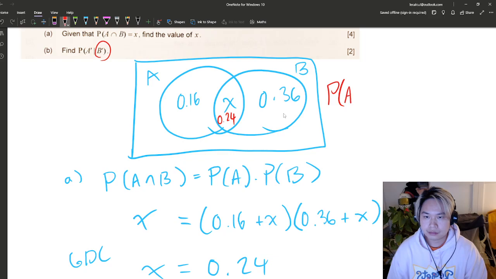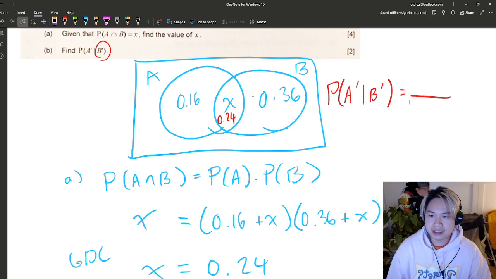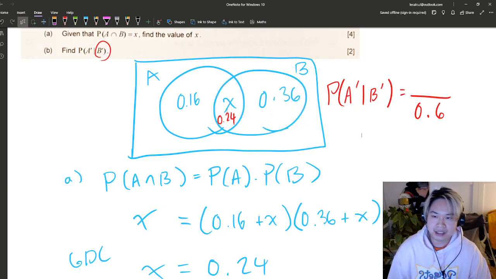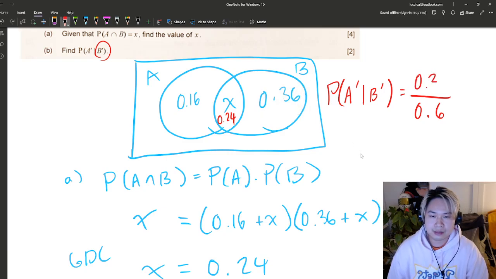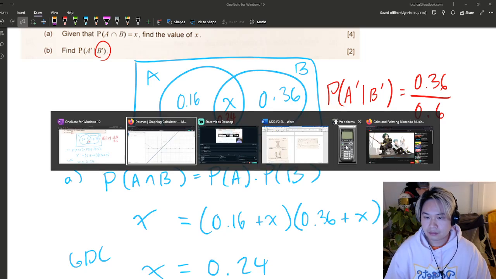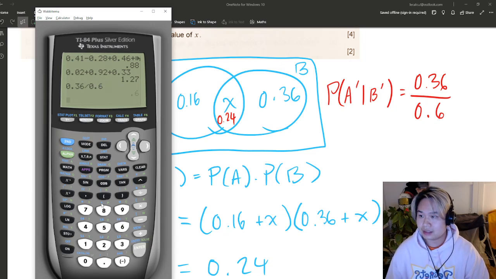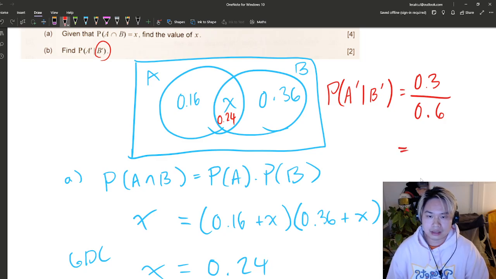So, and I'm technically using the formula, but I'm giving it kind of context. So you know what the outcome is. The outcome means that it has to be a B. So your denominator is out of a total of 0.24 plus 0.36, which is, I think, 0.6. And then out of these probabilities, which one is not A complement? It has to be 0.36. So it's 0.36 out of 0.6. And if you didn't get what I said, just use the formula. So 0.36 divided by 0.6. So this is 0.6.